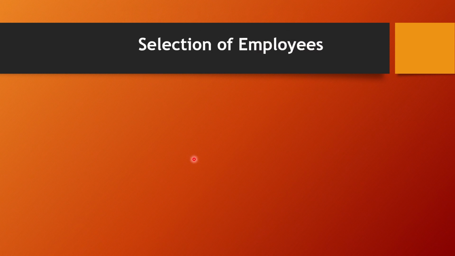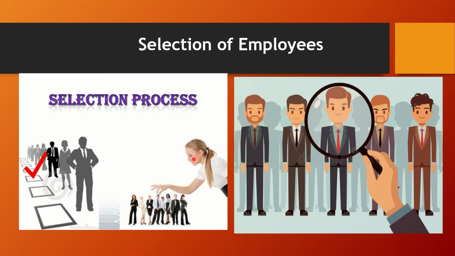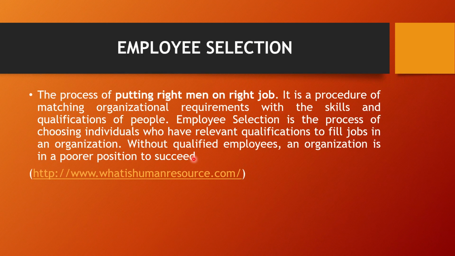After having the recruitment, next is the selection of employees. So employee selection is the process of putting right men on right job. It is a procedure of matching organizational requirements with the skills and qualifications of people. Employee selection is the process of choosing individuals who have relevant qualifications to fill jobs in an organization. Without qualified employees, an organization is in a poor position to succeed. That's under www.whatishumanresource.com. So, very crucial po ning employee selection.